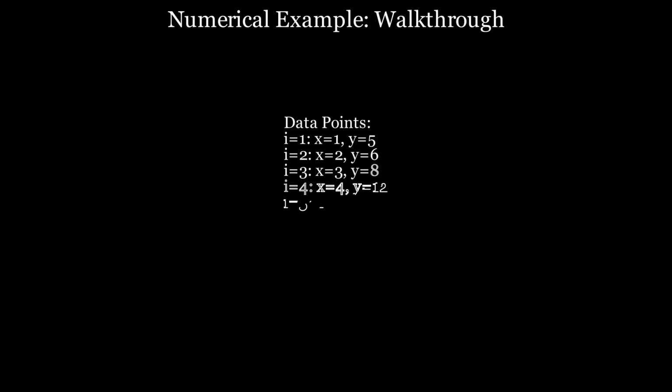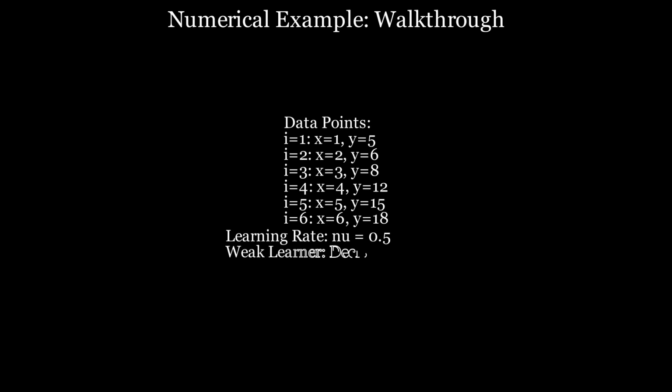Area is great, but let's make this concrete with a numerical example. We have 6 data points, and we'll use a learning rate of 0.5. Our weak learners will be decision stumps, which are simple decision trees with only one split.